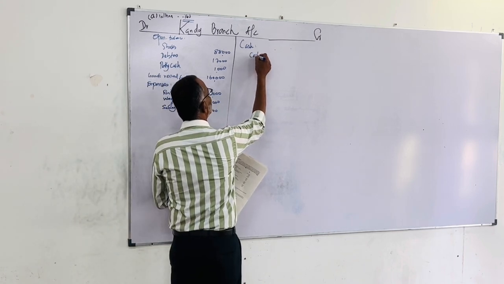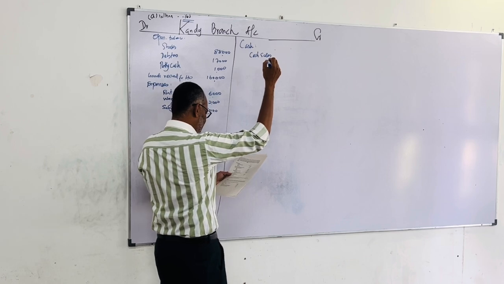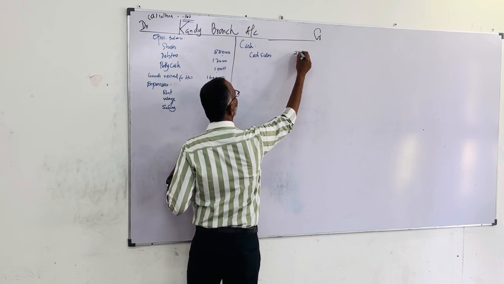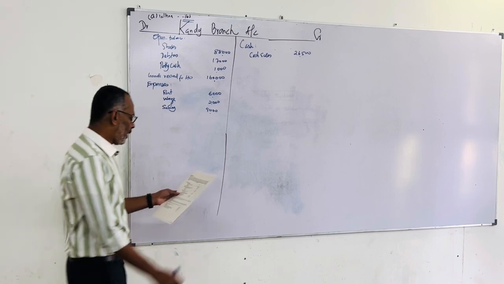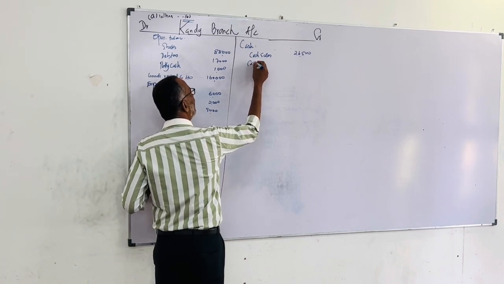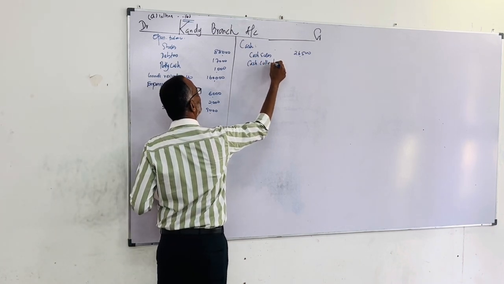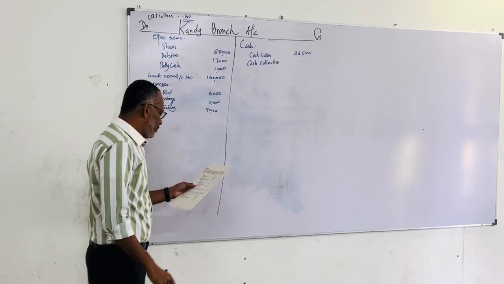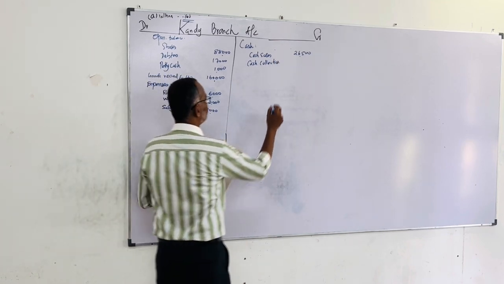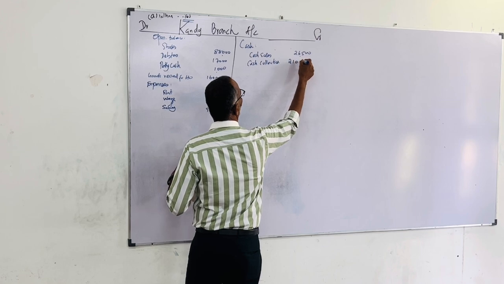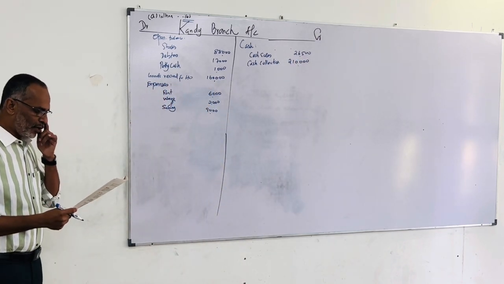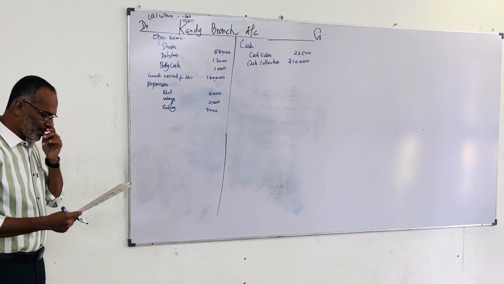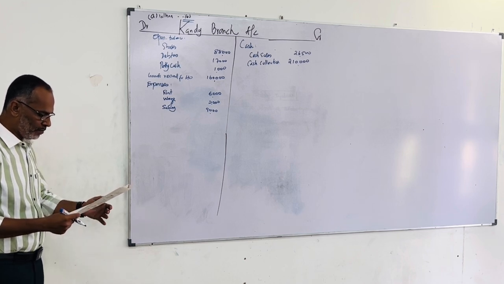Cash sales is there. Under that, cash sales of 26,500. Next one, cash collection. Cash collection also there. Two-way cash collection, 210,000. Okay. Cash collection 10,000. The normal cash 26,500. That's all.